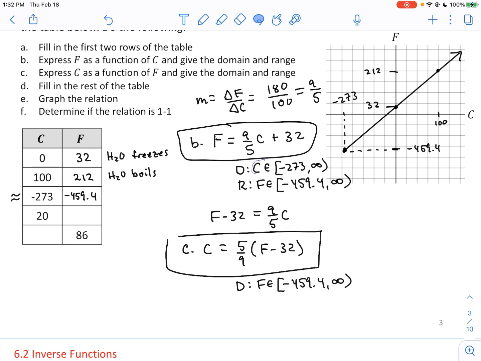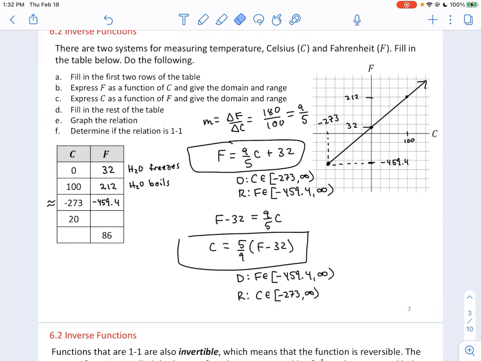And whatever I said for the domain of the first function, I can say is going to be the range of the reverse function. I've done A, B, C. We can fill in the rest of the table now. So I have 2 different functions. One is a function that tells me how to go from C to F, right? So when you're in the table and you want to go from C to F, I'm going to use the first function I created, input C and output F.